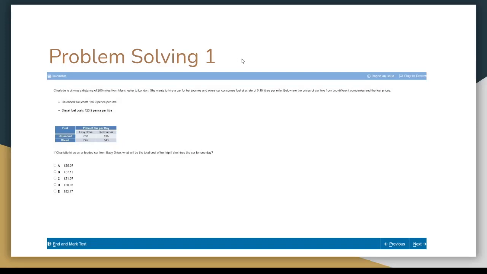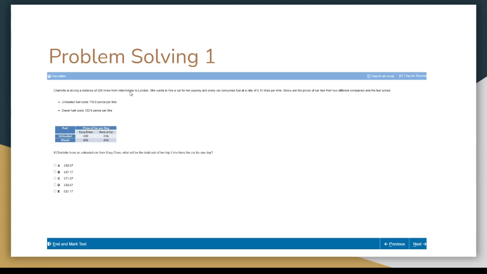We have a problem solving question here. You could just quickly read this information or pause here. And so if Charlotte hires an unleaded car from Easy Drive, so that's £30, what will be the total cost of a trip if she hires the car for 1 day? So if she hires the car for 1 day, we know that she got it from Easy Drive and it's unleaded, so we already know £30, right?